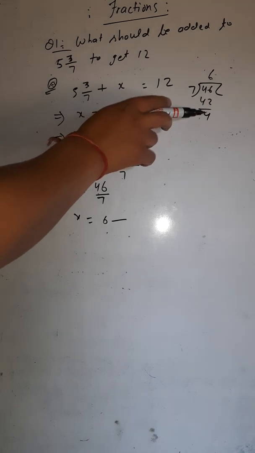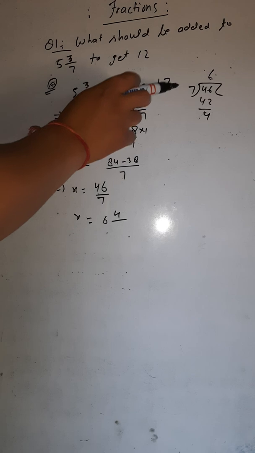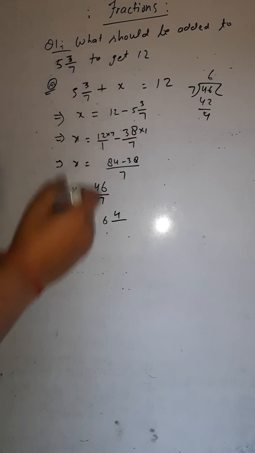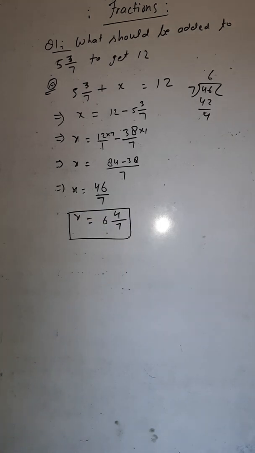Now how much is the remainder? 4. The remainder you write in the numerator here. And by which are you dividing? You are dividing by 7, so this 7 you write in the denominator. So again you can write this as a mixed fraction. Are you getting this? This would be the value of x. Just note it down. Then we would be doing a similar question.